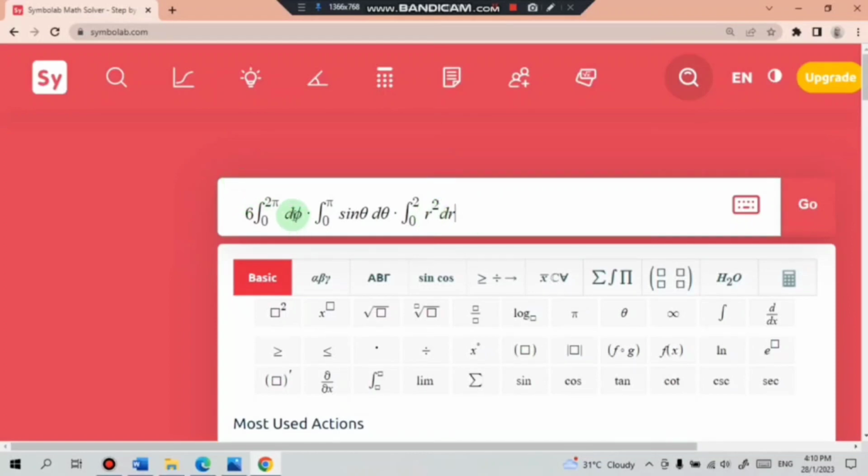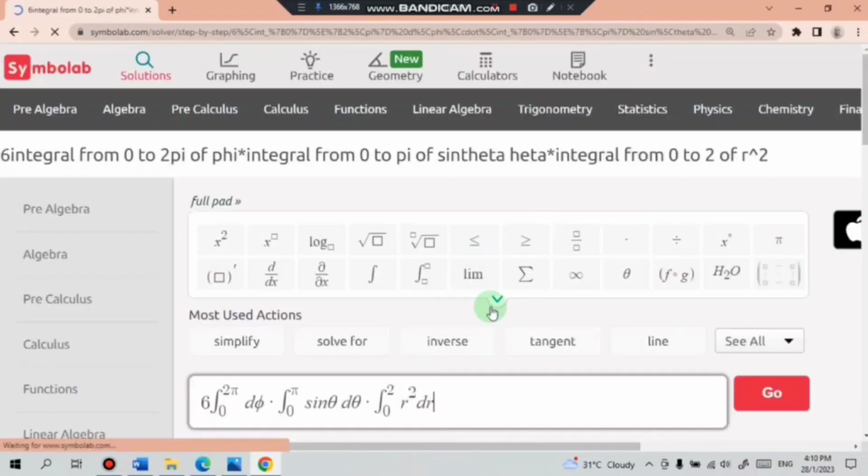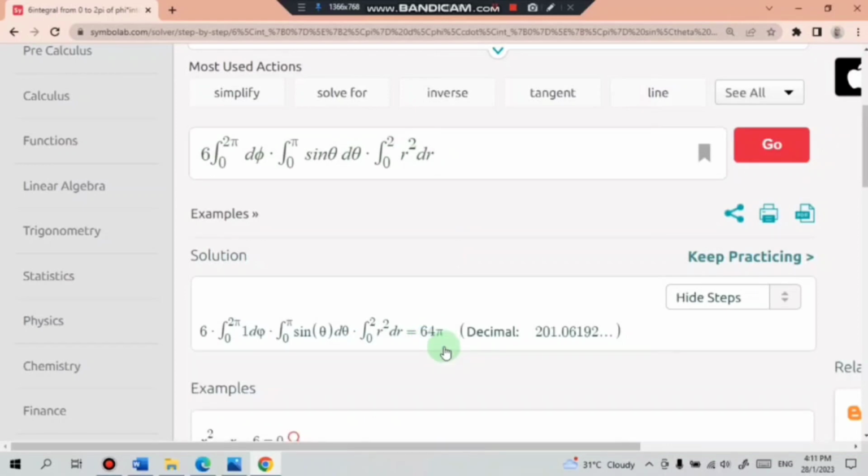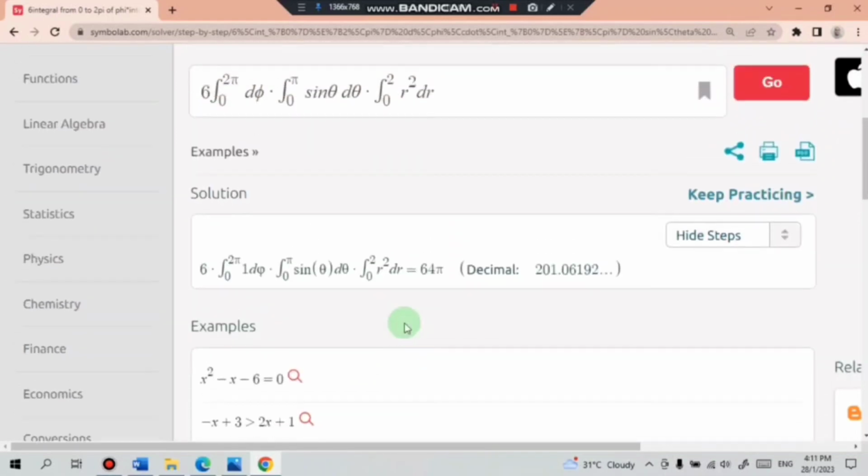Using the formula, I will integrate each part separately. Okay, so let's take a look. From this calculation, we can see that the value of the above integral is equal to 64 pi, which is the same as the value in the manual calculation.